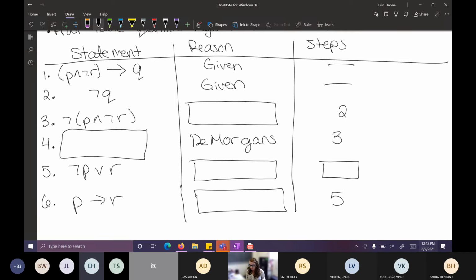So here we're starting with two givens. We're starting with P and not R implies Q, and we're starting with not Q. Oh, sorry, there should be a 1 there as well. Sorry about that, it would have been very confusing without that. So essentially we're being told that we're going to use those two givens to somehow produce not P and not R. So we go over to our rules.